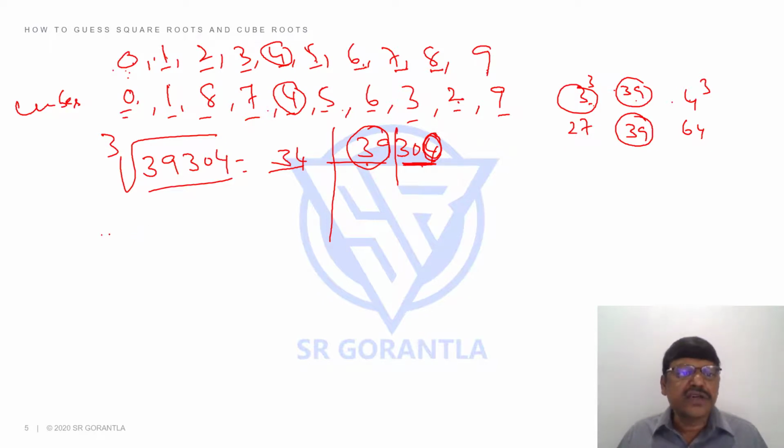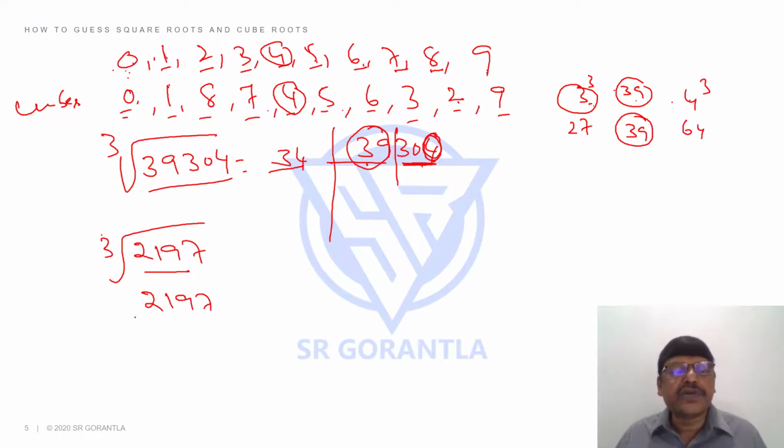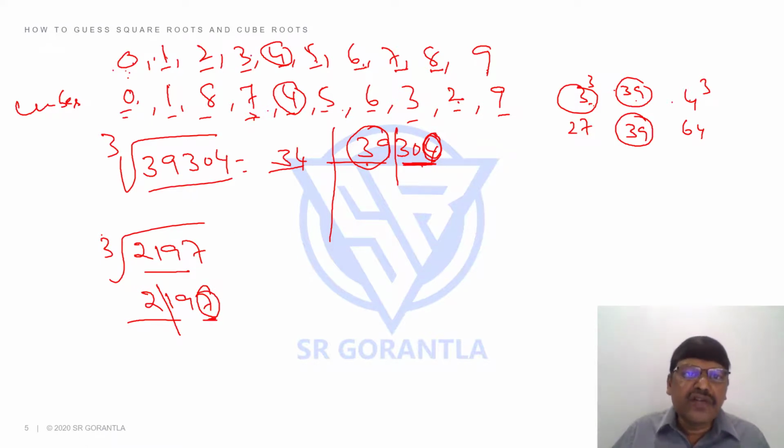Suppose, students, if I ask you, let's say, cube root of 2197. Is 2197 a perfect cube? You can check. Again, we will check whether it's right or wrong. Taking the last 3 digits, the last digit is 7. 7 means the unit place is 3.